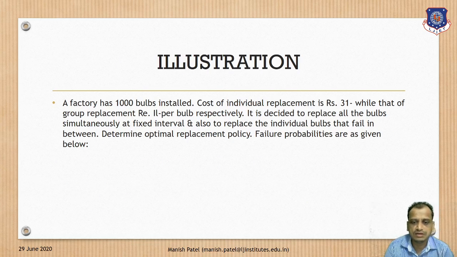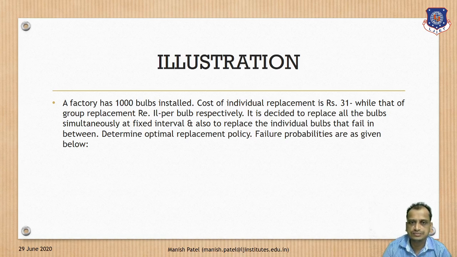Now let's say for example I'm giving you an illustration so that you can easily understand. A factory has 1000 bulbs installed in their unit, right? Cost of individual replacement is rupees 31. Means if you replace one bulb, it will cost the company 31 rupees, right? While that of group replacement is rupees 11 per bulb.